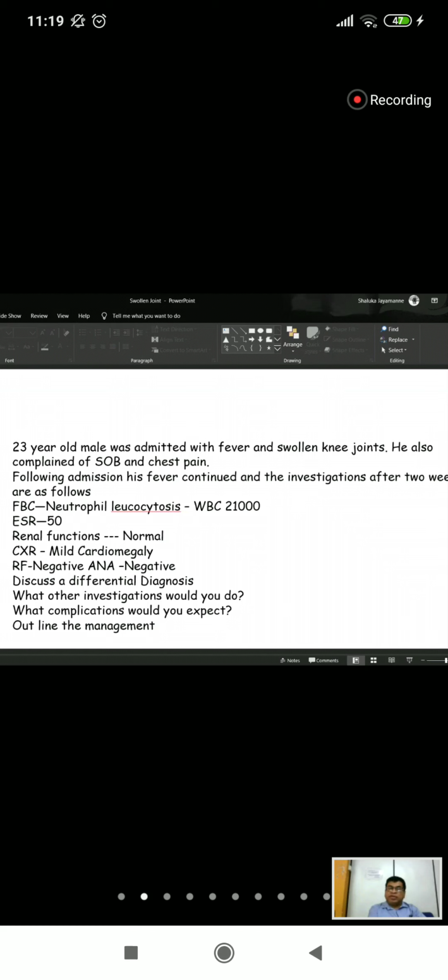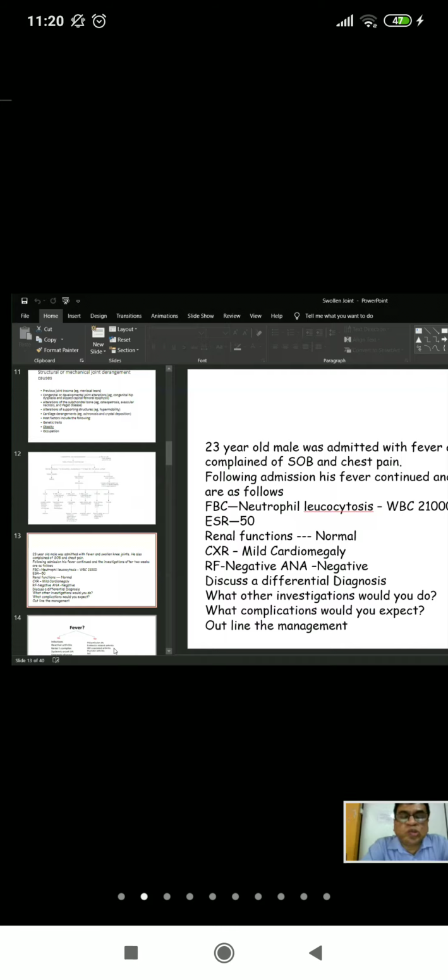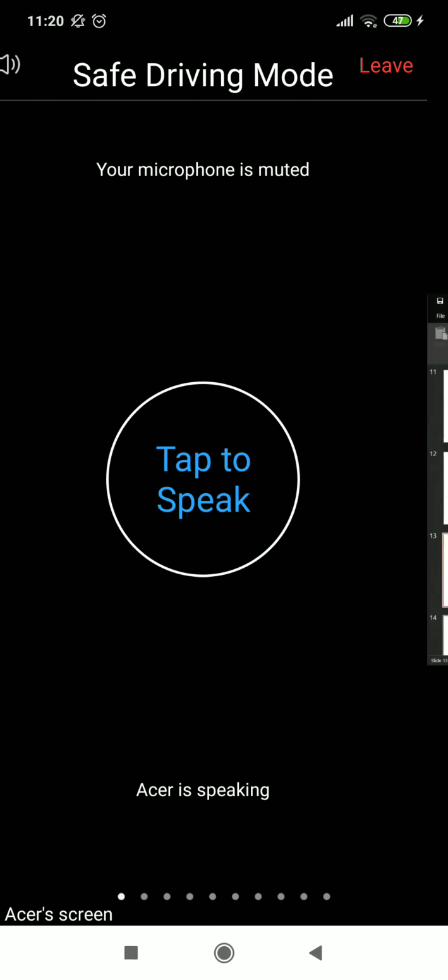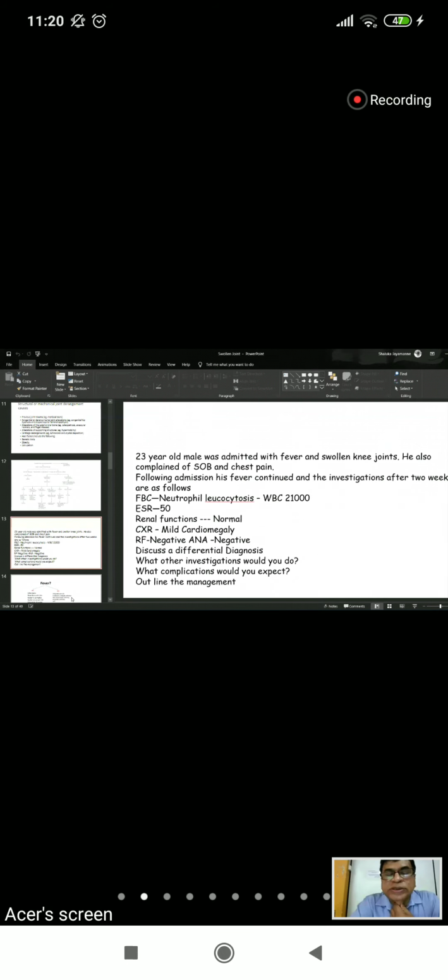Anyone would like to give a differential diagnosis or a single diagnosis? Septic arthritis, sir? Yeah, septic arthritis is one diagnosis, yes. Any other possibilities? Yeah, of course, when a patient is coming with fever and arthritis, septic arthritis is high. Any other possibilities? Yeah, usually you don't get neutrophil leukocytosis in this condition.